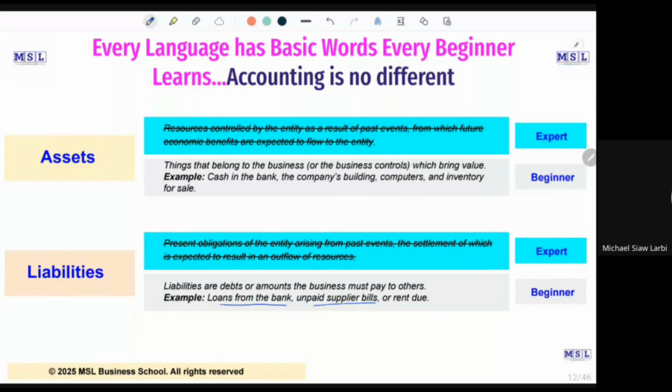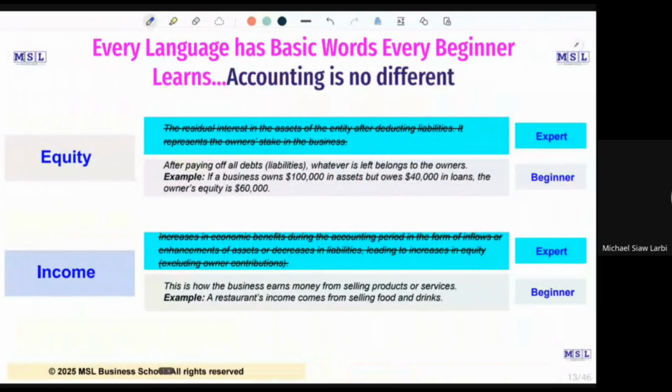Or rent due. Maybe your landlord, for where you do your business, has said it's time to pay your rent or renew your rent. You haven't yet paid. At the time it's yet to be paid, it's a liability. So basically, any debt or any amount you must pay to somebody else outside the business is a liability at the beginner's level. So you've understood assets, you've understood liabilities.